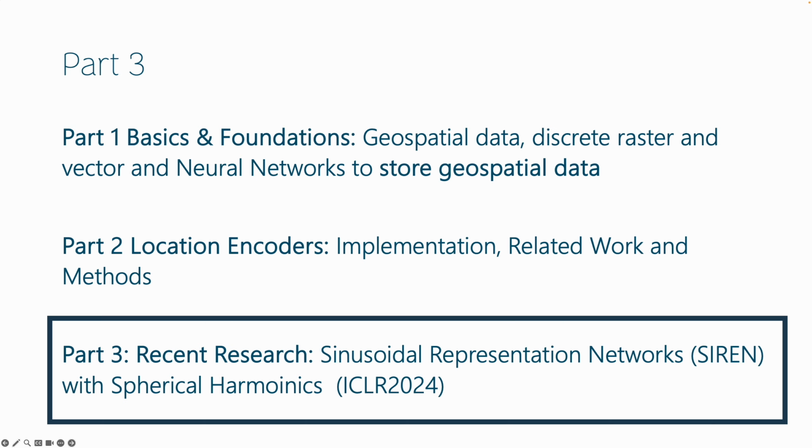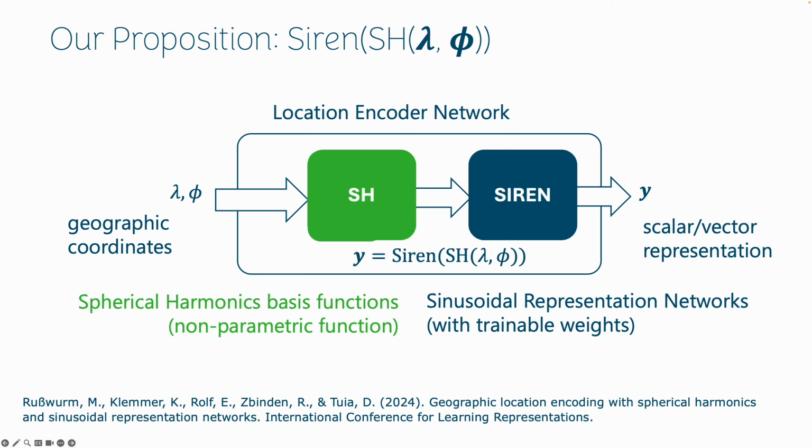And this basically leads me to the third part, which basically joins the foundations in part one, like what we learned of implicit neural representations in machine learning and what we know about spherical harmonics in the earth sciences, together with the location encoders, mainly on the species distribution mapping, to summarize a bit one of our recent papers that I'm happy to talk about. So our proposition here is, let's use a location encoding network with spherical harmonic basis functions and sinusoidal representation networks. So that's basically the paper in one slide.